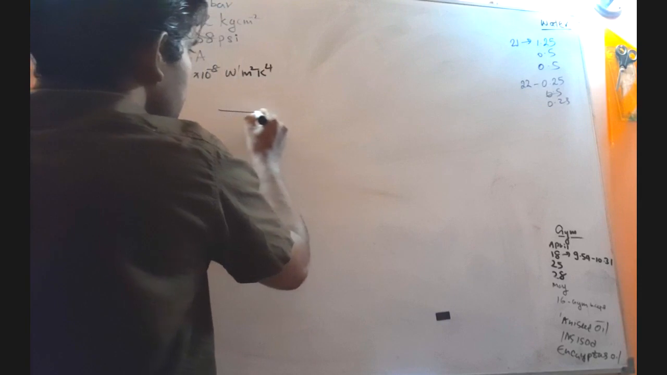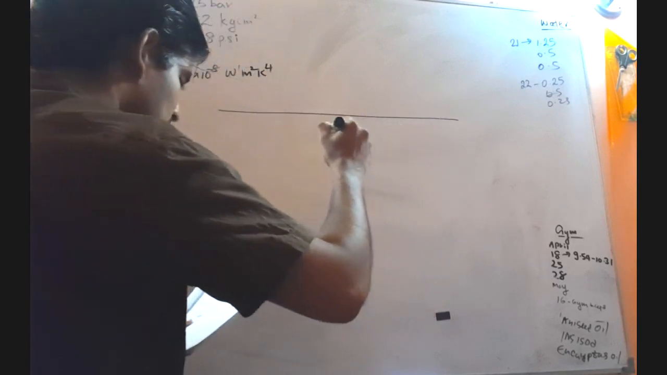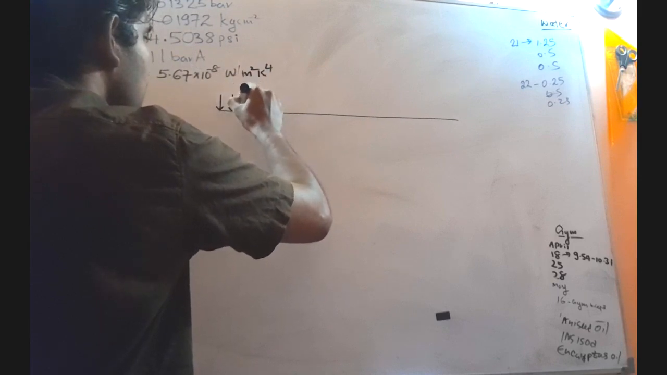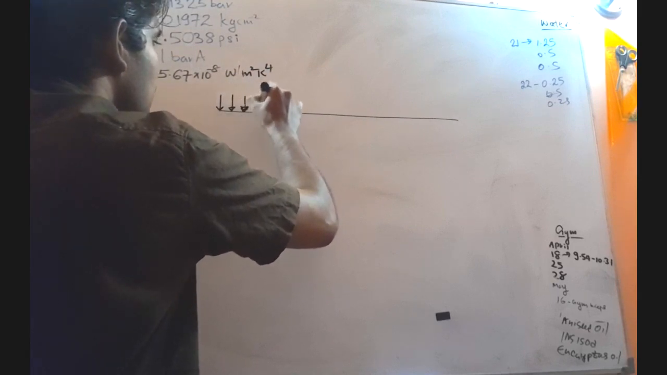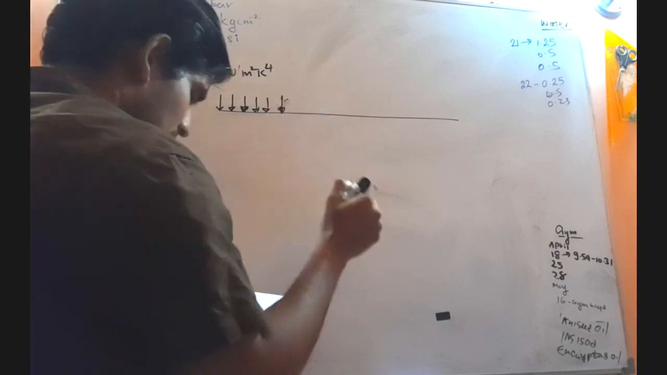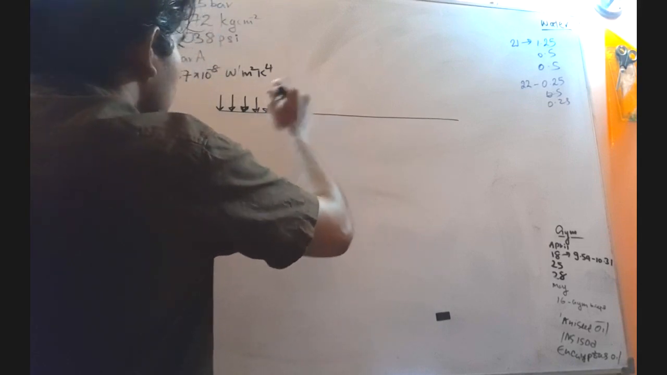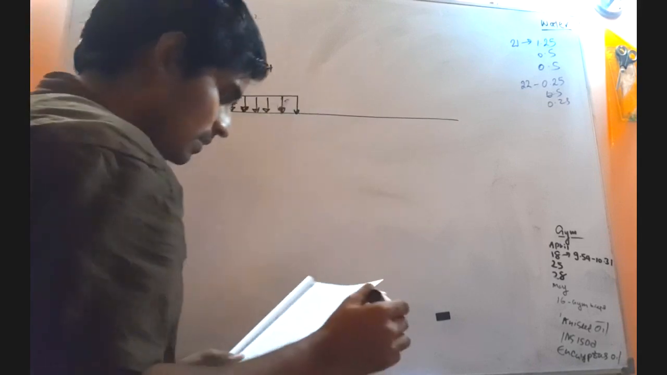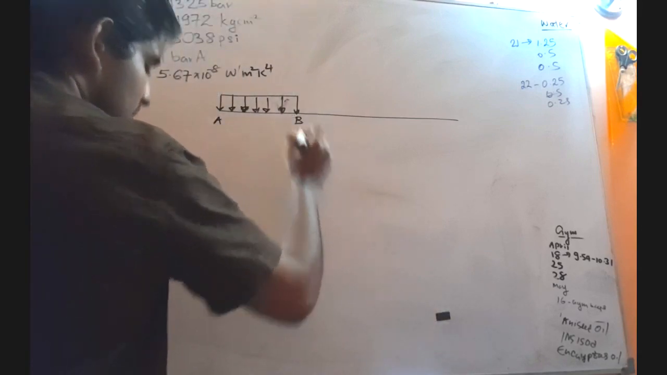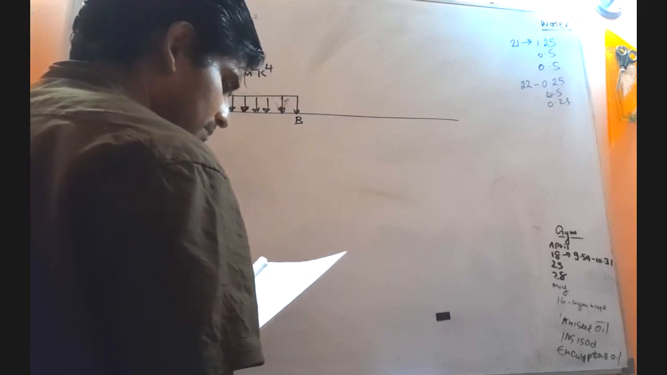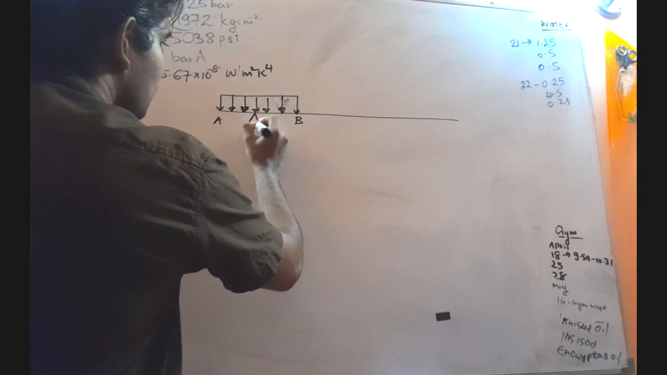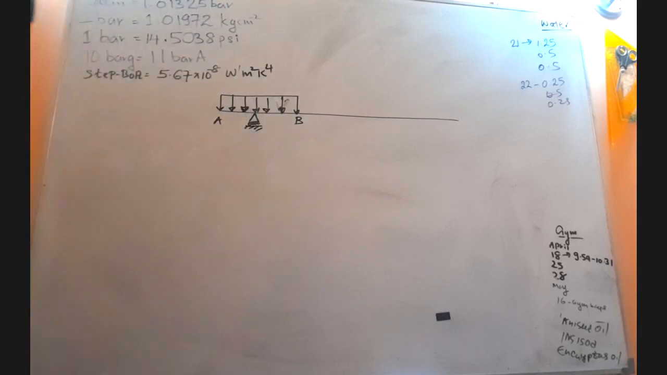So we have a uniformly distributed load. This is A, this is B, and this is a roller support.